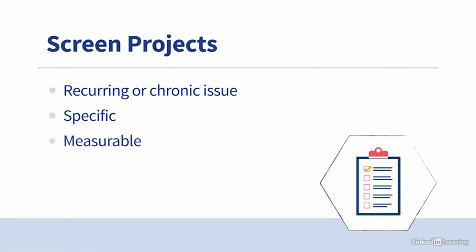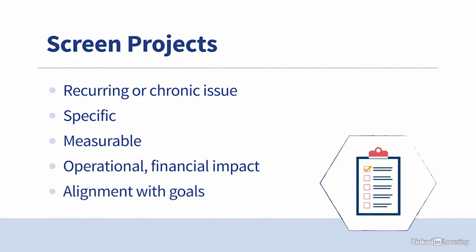Next, it should be measurable. You cannot improve what you cannot measure. Then, the improvement opportunity should have a significant operational and financial impact. Finally, there must be alignment. Each project should help you achieve annual goals and targets established by senior management.